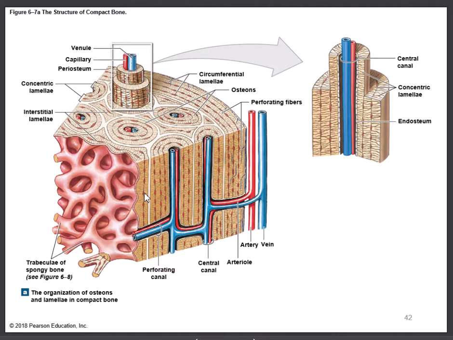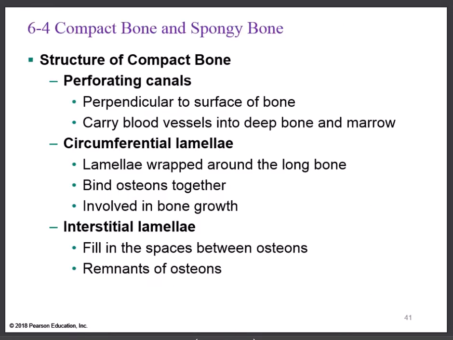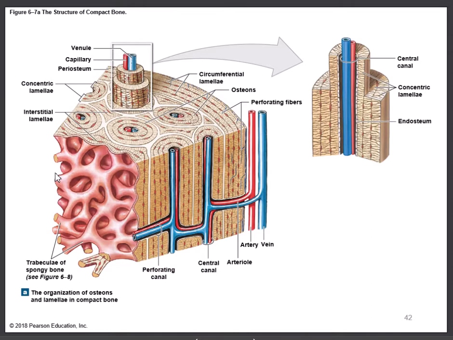And here we actually see a good picture of the central canal dissected, where we have a venule here and an arteriole here. What we'll look at next is, how does the blood supply get into the bone? We'll look at these canals next. Let's just go to the note. So a couple other structures of compact bone in addition to the osteon are going to be the perforating canals, and then we'll take a look at two other types of lamellae.